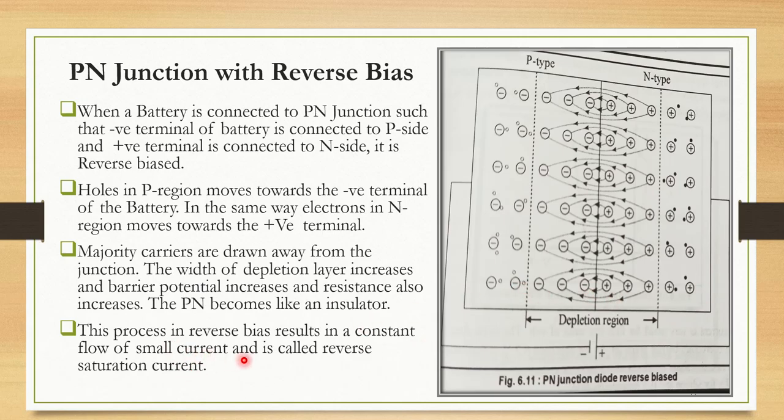This process in reverse bias results in a constant flow of current called the reverse saturation current. But you see, there is always a small current there, a negligible current. That is called the reverse saturation current. Okay, so this is the PN junction with reverse bias. Let's see the next.